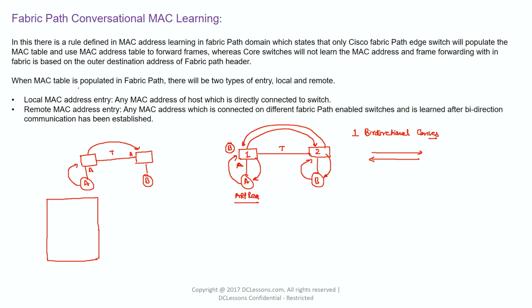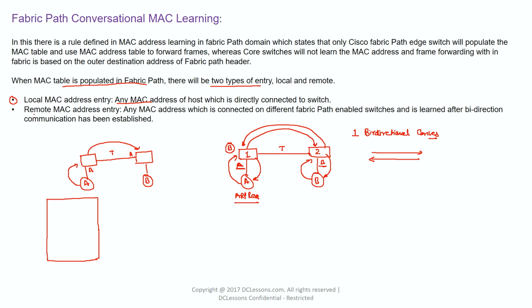So when the MAC table is populated in FabricPath, there are two types of entry. One is the local entry, that is any MAC address of a host which is directly connected to the switch. In that case, host MAC A and MAC B are the local ones because they are locally connected to switch 1 and switch 2.